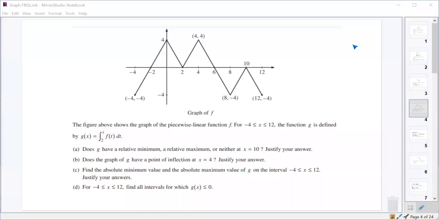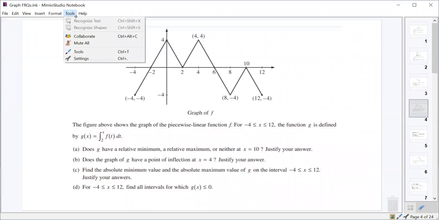So for part A of this one, first off, we're given the graph of function f, and we're given that g of x is the integral from 2 to x of f. And first thing we want to know is if g has a minimum or maximum or neither at x equals 10.